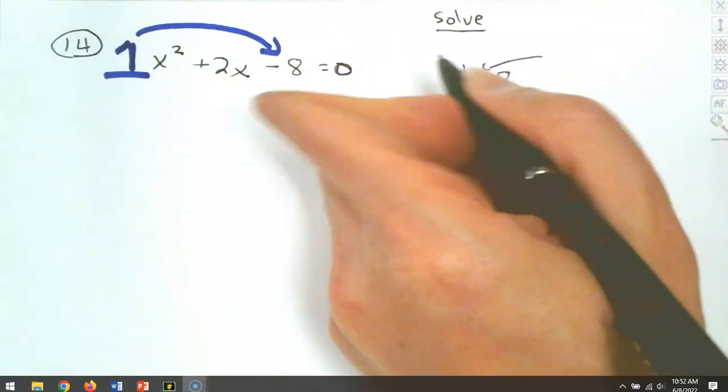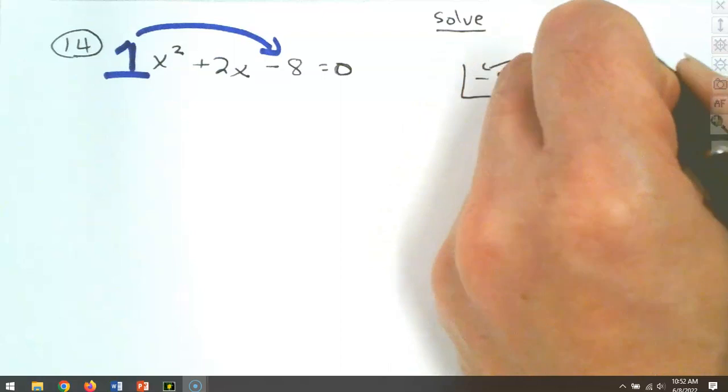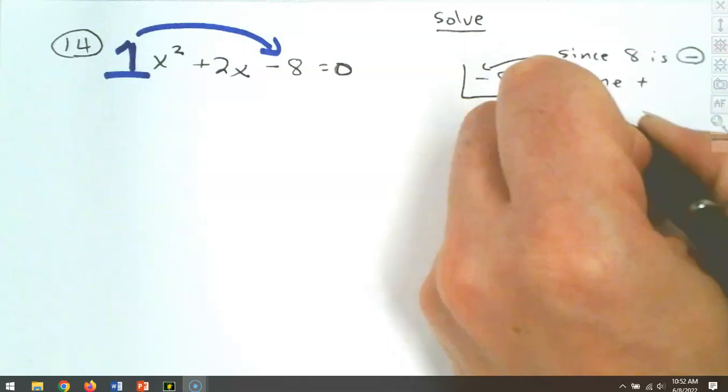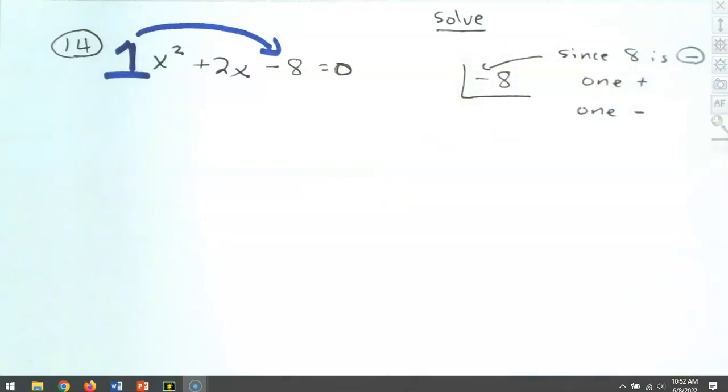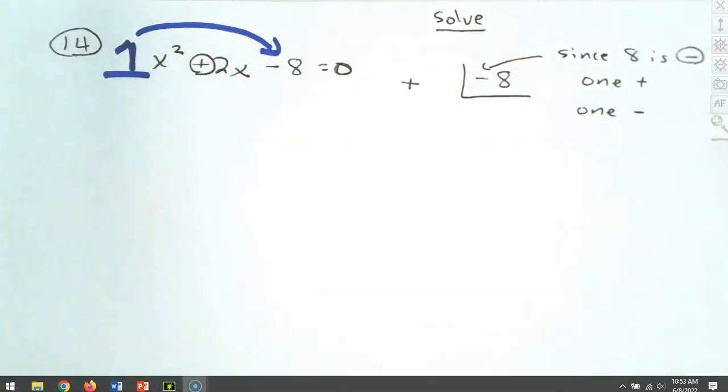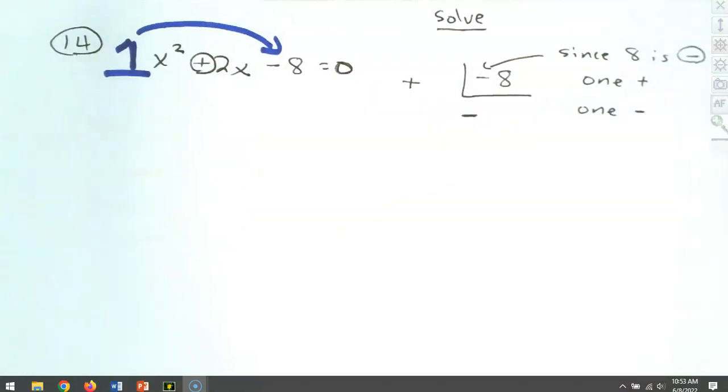Now, since this is negative, that tells you then that one number is positive, one number is negative. Because you need two numbers to multiply together to give you a negative. And the only way that can happen is if one is positive and one number is negative. Now we look at the sign in the middle. And what's our sign in the middle? Positive. So the larger number is positive, smaller number is negative. So what two numbers multiply together to give me 8? Subtract from each other to give me a 2 in the middle.